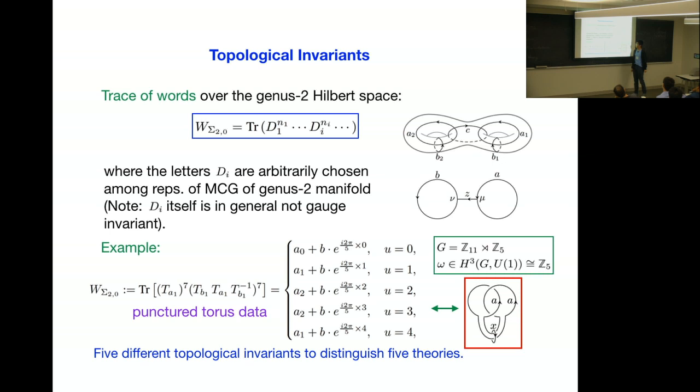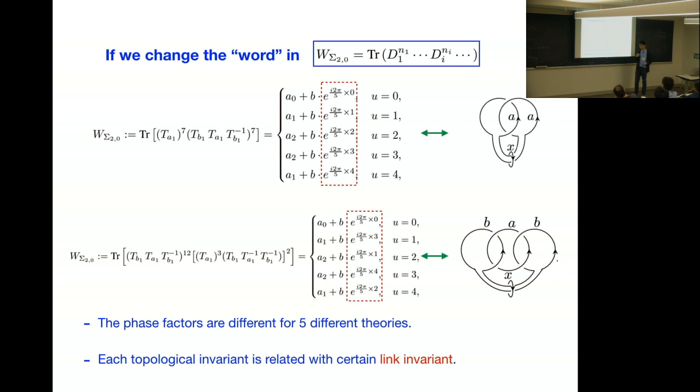For the simplest counterexample, there are five different theories. If we choose some topological environment, you can find that the result is quite simple. They differ only by five different phase factors, exponential i 2 pi over 5 times 0, 1, 2, 3, 4. Very simple result. If we choose different topological environments, they correspond to different link environments. In particular, this one is the Whitehead link that appeared in Zheng Han's work. We can also produce some other interesting link environments. So this can be used to distinguish the counterexamples.